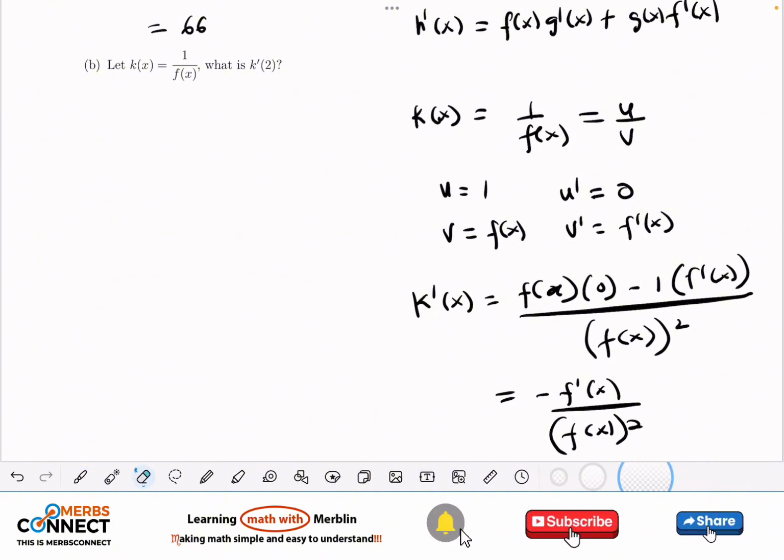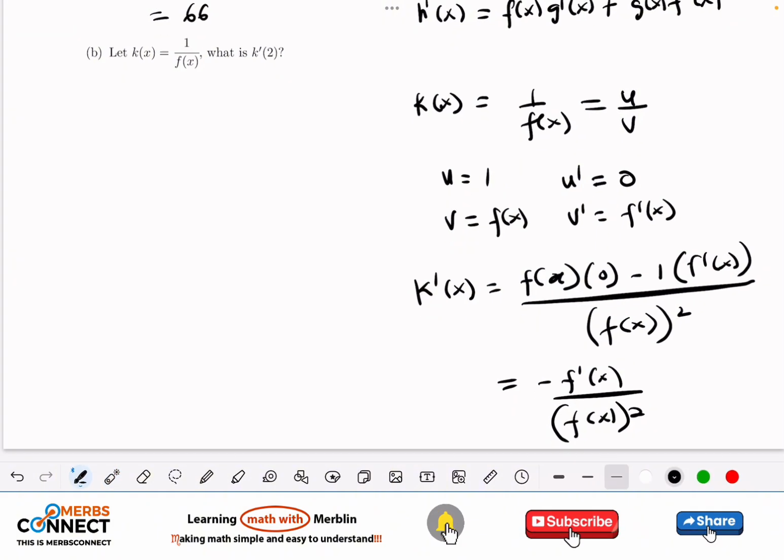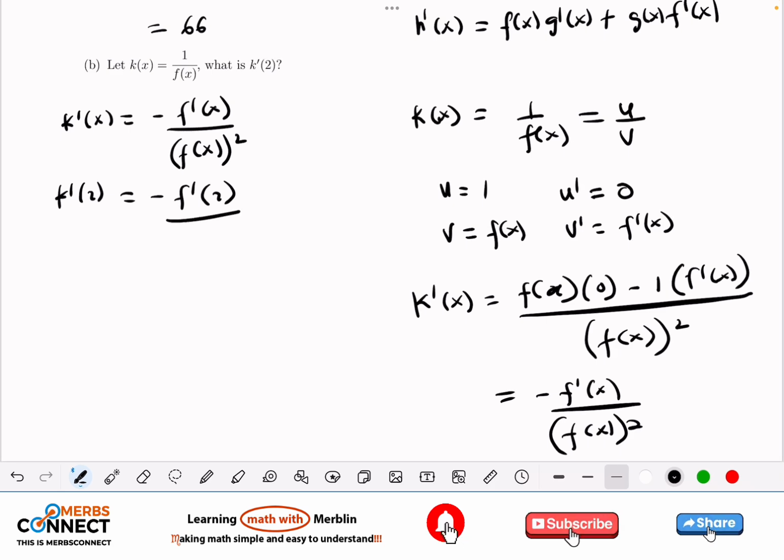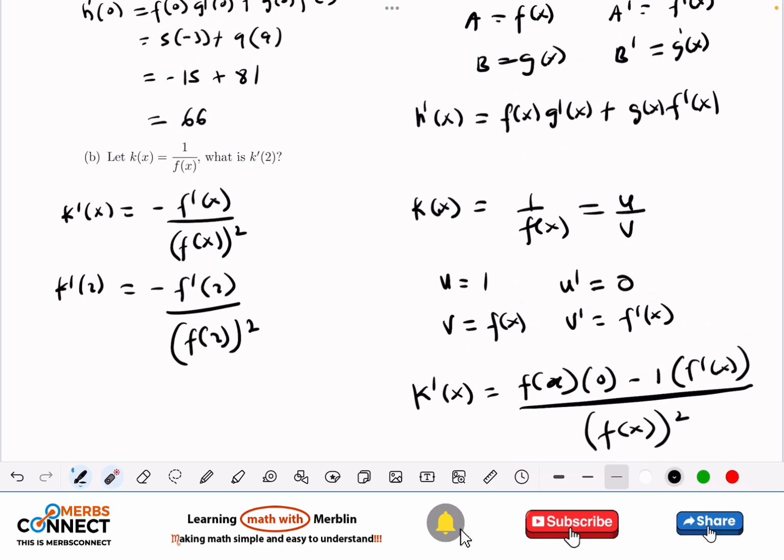It's very simple. So just relax, pick your u and v, go through the process, remember the formulas, and then use them. So now k prime of x is equal to minus f prime of x divided by f of x all squared. Now we need it at x equal to 2. So k prime of 2 will be equal to minus f prime of 2 divided by f of 2 all squared. Right.